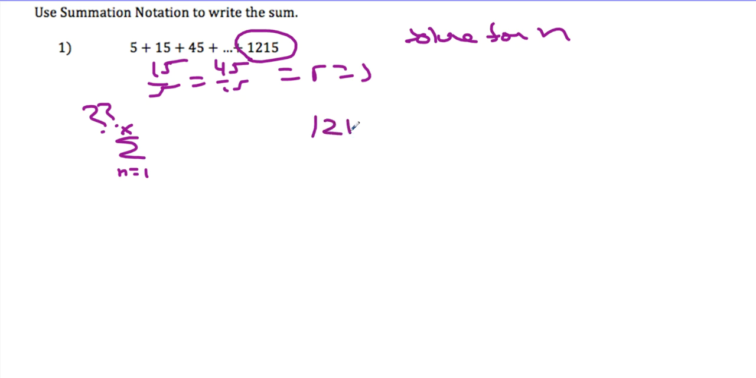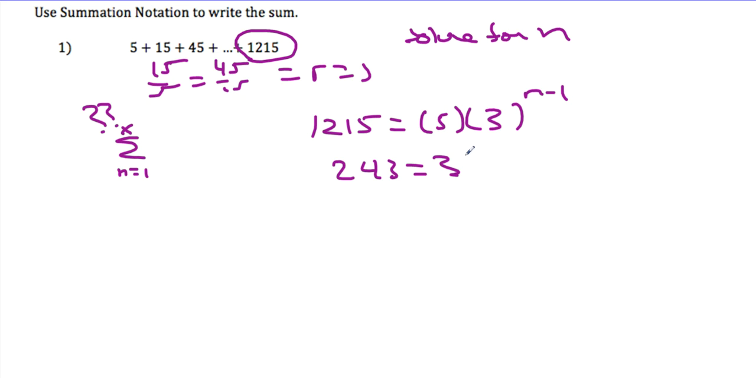So we're going to have 1215 is equal to 5 times 3 to the n minus 1, and we're solving for n. Well, I'm going to divide by 5. That gives me 243. I see something with a base 3 here. If you know your 3 to the whatever powers, I can absolutely convert this to 3 to the something power. I already know what the answer is, but I'm not going to tell you.